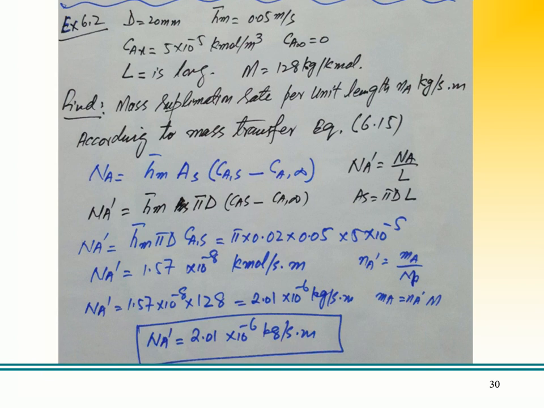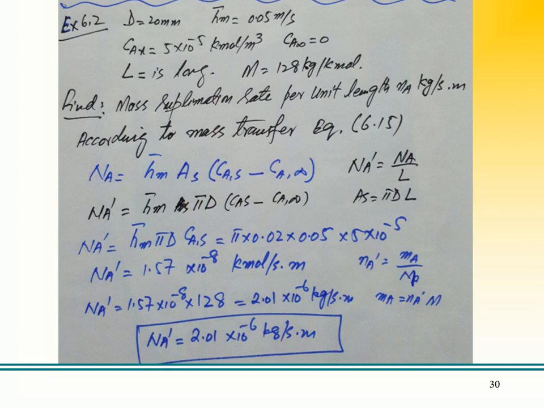According to the mass transfer equation that we have already written, NA is equal to h̄m As (CA,s minus CA,infinity). If I want it per unit length, N'A is NA by L. The surface area of a cylinder is pi d L. We divide by L because we need the amount in kilogram per second per meter, not per unit area. So N'A is equal to h̄m pi d (CA,s minus CA,infinity), and as CA,infinity is 0, N'A is h̄m pi d CA,s.